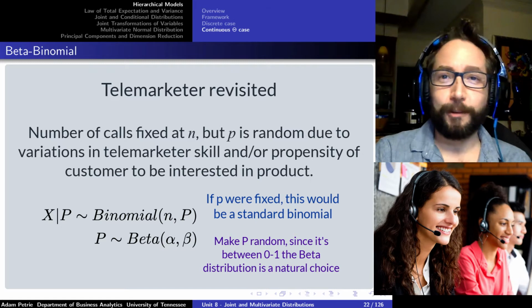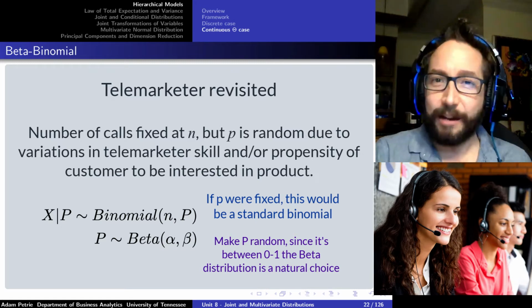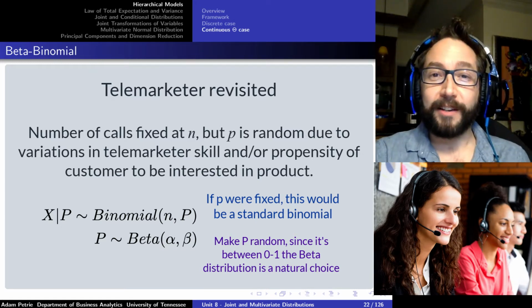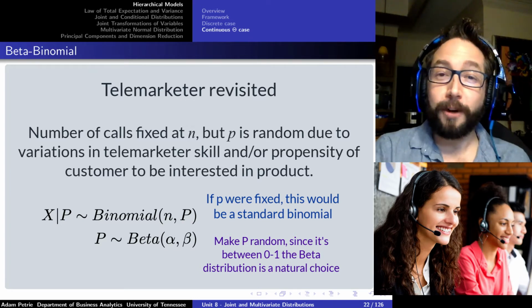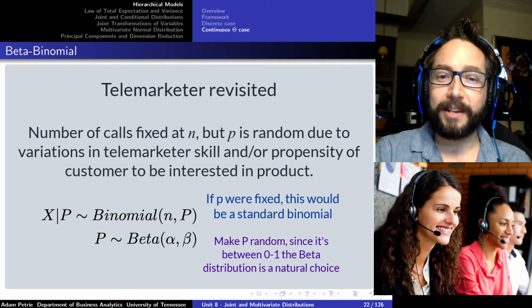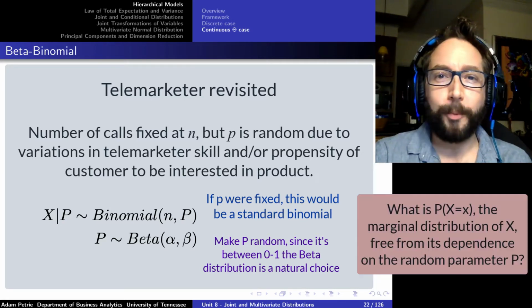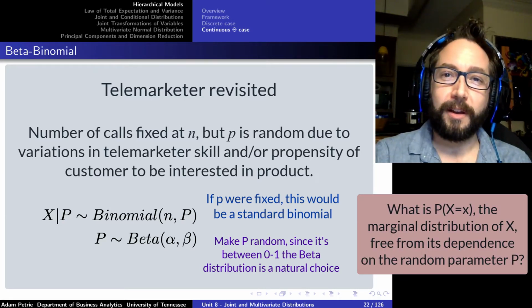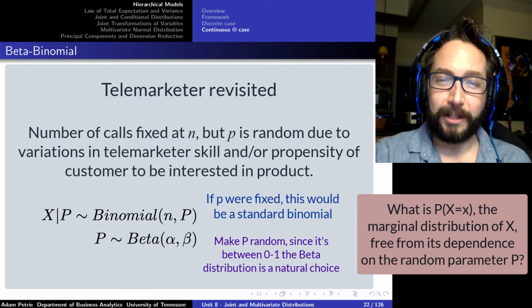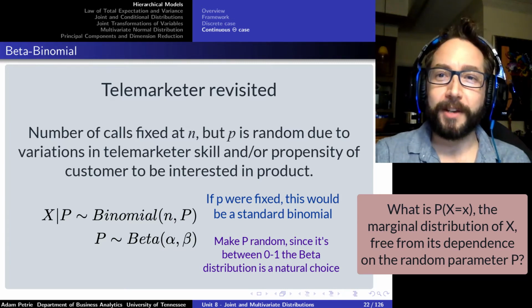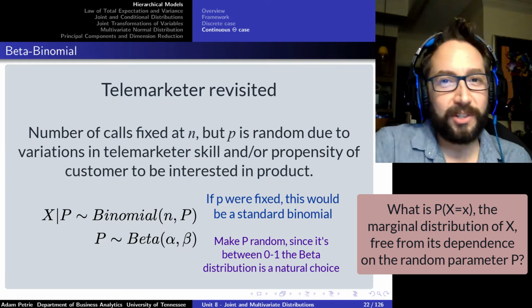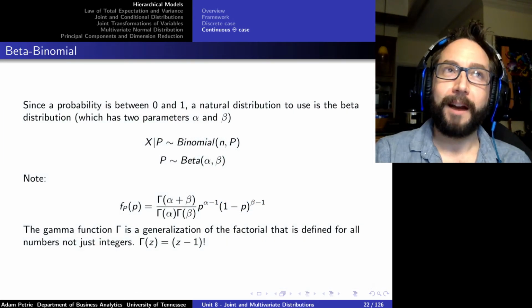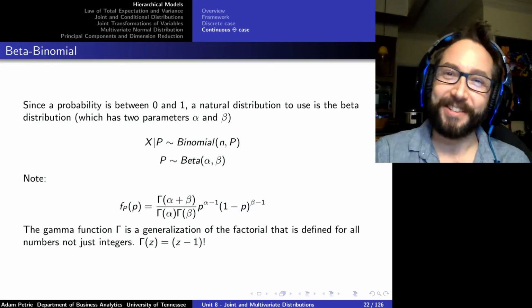P goes between 0 and 1, so the beta distribution, the natural domain for values that are constrained to live between 0 and 1, might be a good probability model that describes the possible values of p we might see. What could we come up with for the marginal distribution of x, the number of sales in a particular day? How can we free ourselves of its dependence on the probability of success, which is going to be random? All right, well, we have to get into a little bit of notation.